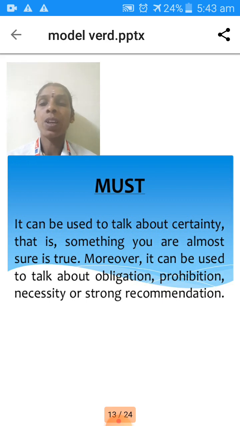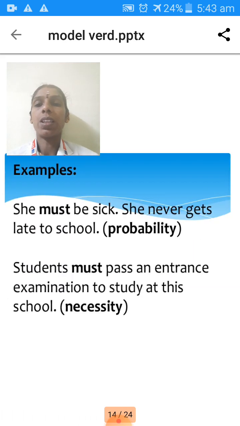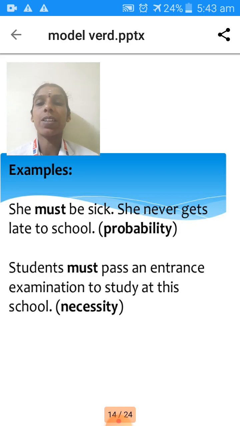You have to do. It can be used to talk about certainty, that is, something you are almost sure is true. Moreover, it can be used to talk about obligations, prohibitions, a necessity, and a strong recommendation. She must be sick. She never gets late to the school. It is probability. Students must pass an entrance examination to study at the school. It is a necessity. We can use must in probability and necessity.